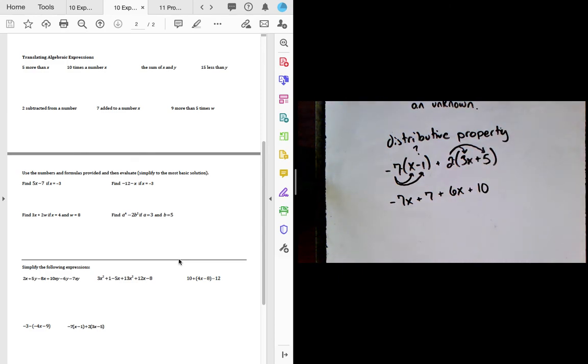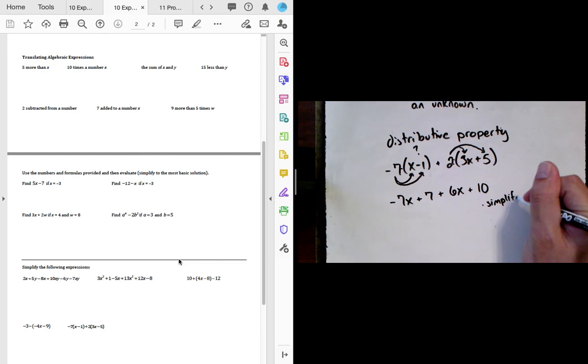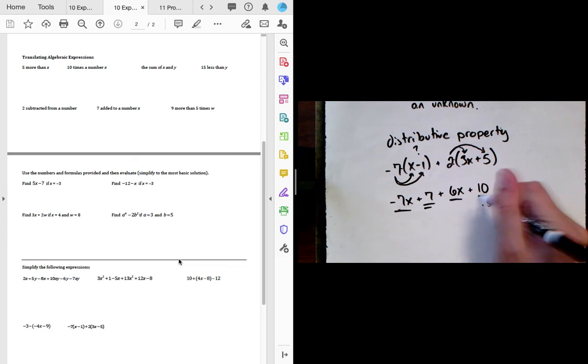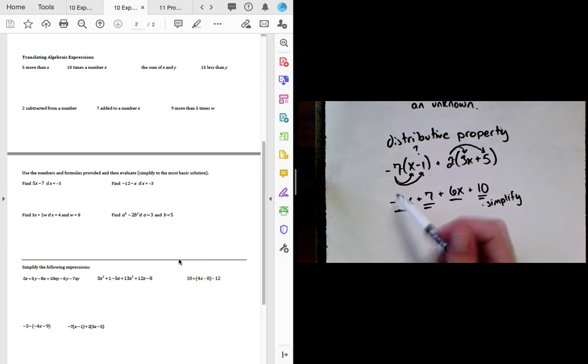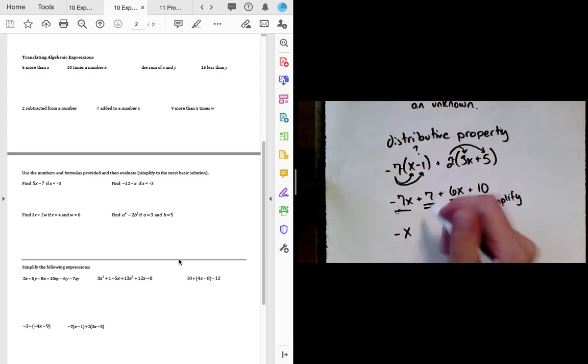So now we've completed the distributive property, but we're not done yet because we want to simplify this. Notice that we have 4 terms here. 2 of them have x, and 2 of them are just constants. So we can combine the x terms first. I have a negative 7x and a positive 6x, which is going to give me negative 1x, or just negative x. And then when I combine the numerical values, or the constants, I have a positive 7 and a positive 10, which is going to give me a positive 17. And that's as far as I can go in this problem. I can't combine this minus x and the 17 any further. They're separated by addition and subtraction, and they are not like terms.